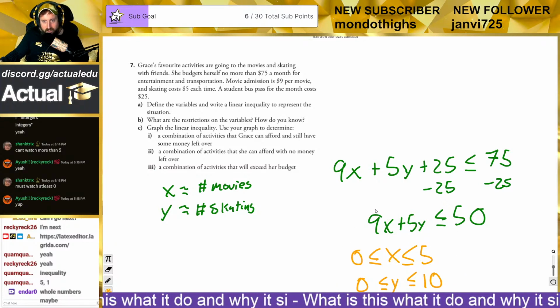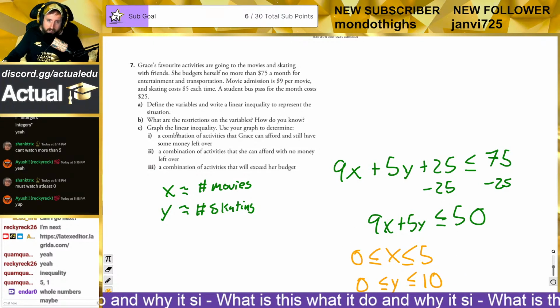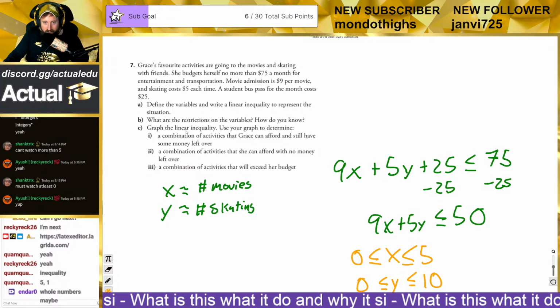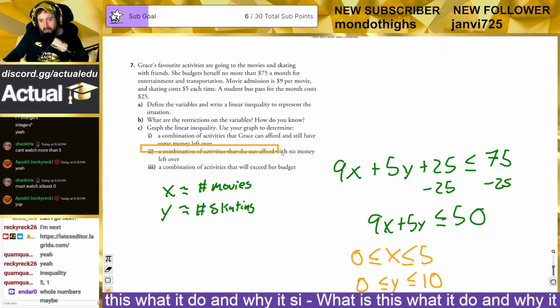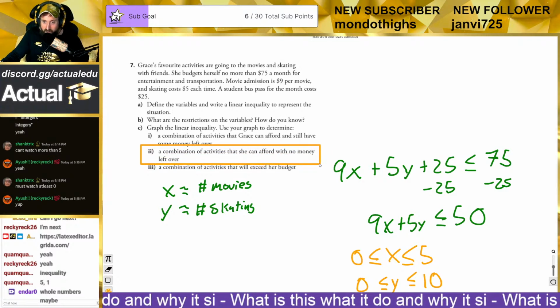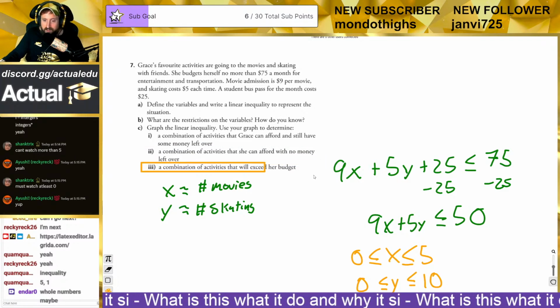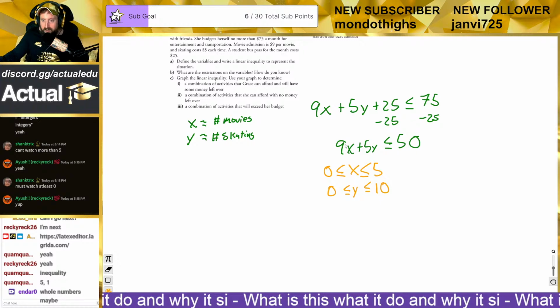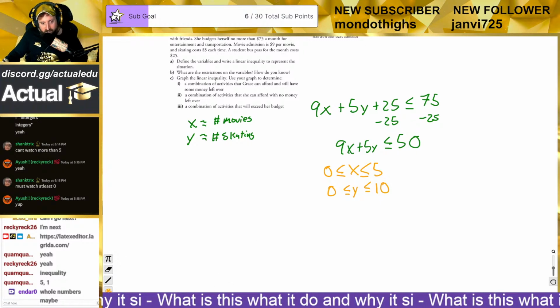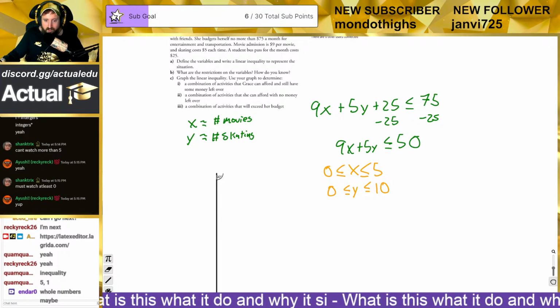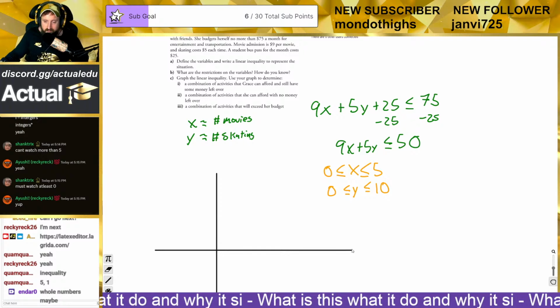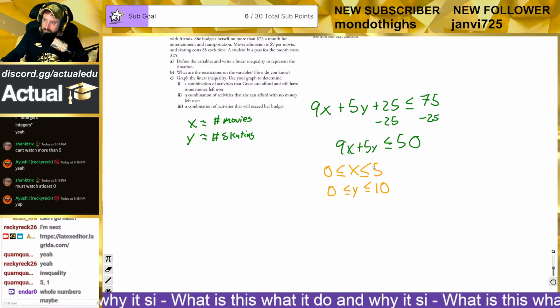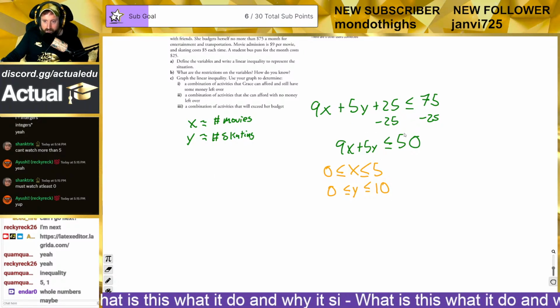Graph the linear inequality. Use your graph to determine a combination of activities that Grace can afford and still have some money left over, a combination of activities she can afford with no money left over, and a combination of activities that will exceed her budget. This is very cool. I like this, actually. You will use this when you do things in life and analyzing data. This happens all the time.